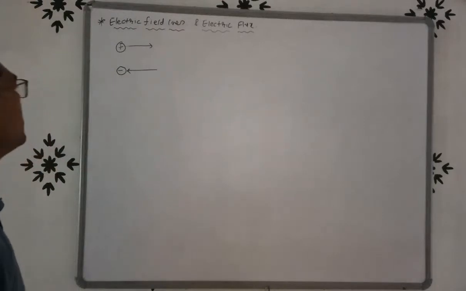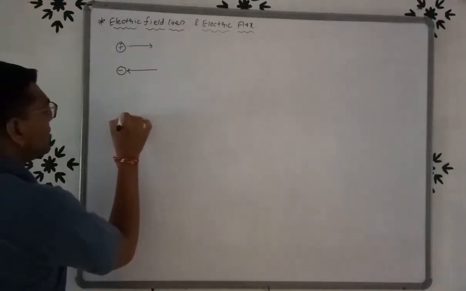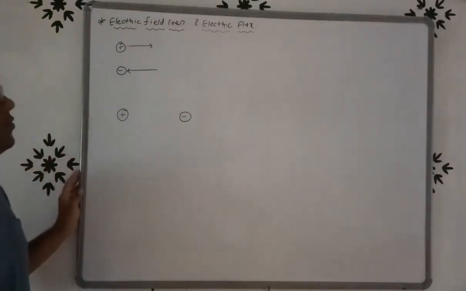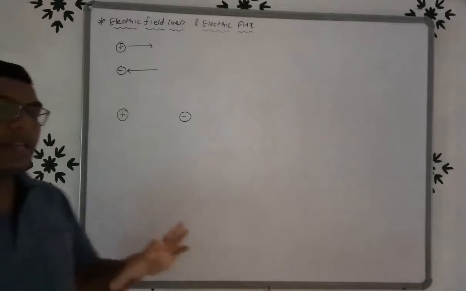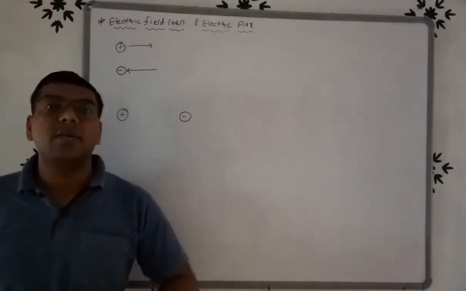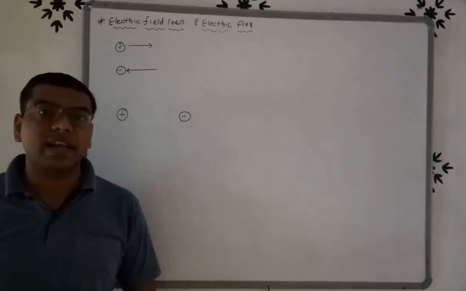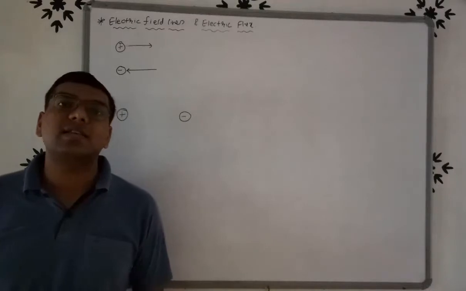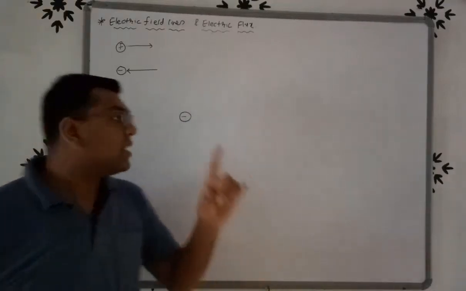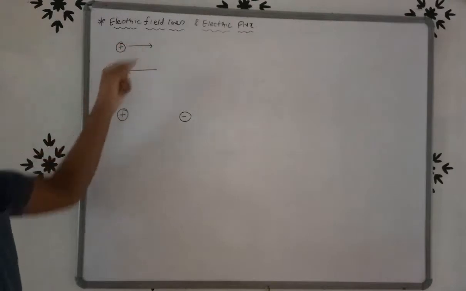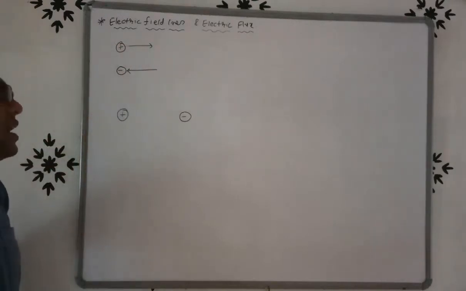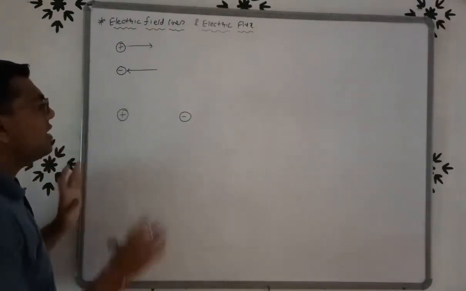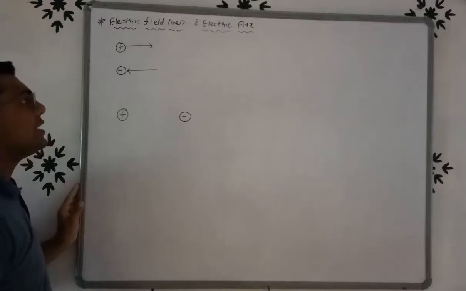Now suppose, see here friends, this is the positive charge and this is the negative charge. Here we want to draw field lines. We already discussed that electric field lines are the pictorial representation of electric field. We have to draw the vectors in the direction of electric field. For positive charge, field lines are outward, and for negative charge, inward.